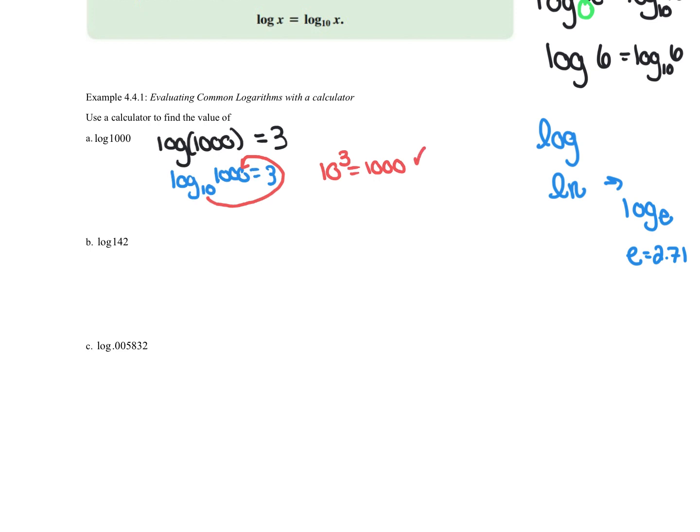If you type log of 142 in your calculator, you should get 2.15229. And if you type the next one in your calculator, you should get negative 2.23418.